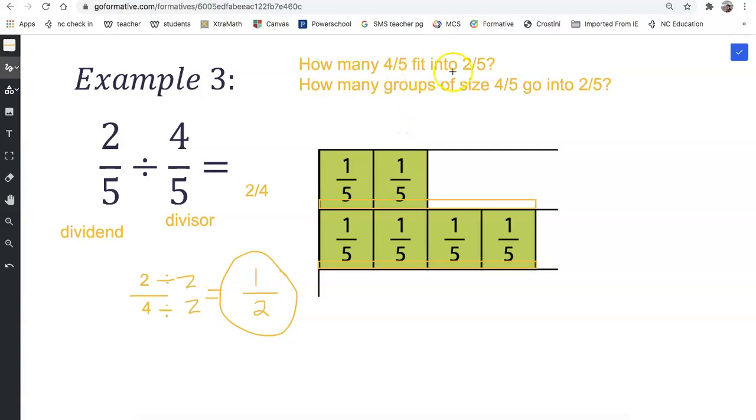So how many 4/5 fit into 2/5? Well, we're saying half of the 4/5 can fit into 2/5. So the answer to this is 1/2.